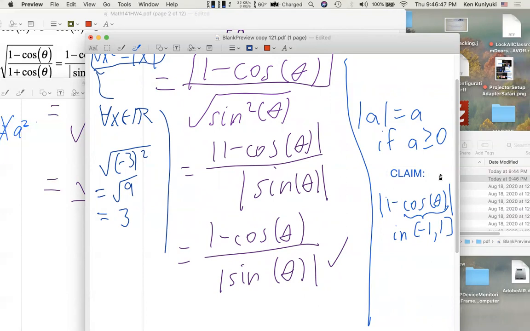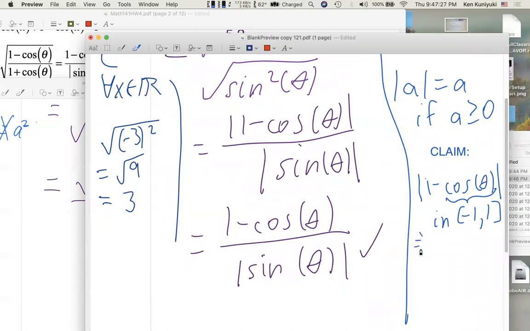It's kind of like if I have a dollar and you want to borrow money from me. Well, if the most I'll give you is $1, then in the end, I'll have $0 remaining. I won't owe you anything, even though I'm lending you money. So here's the deal. You have 1 minus something that's never greater than 1, right? Therefore, that means that 1 minus cosine of theta is non-negative for all real values of theta.